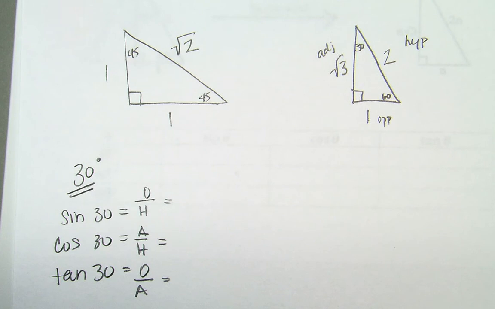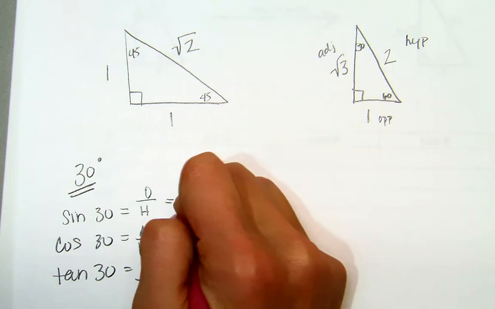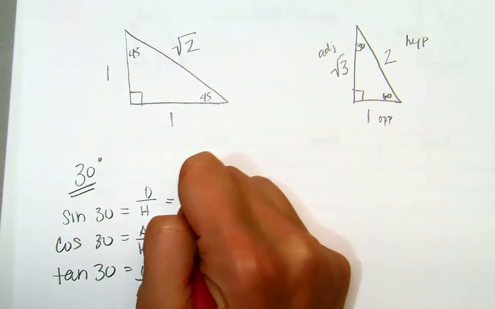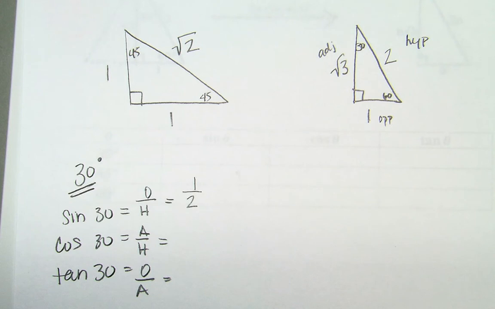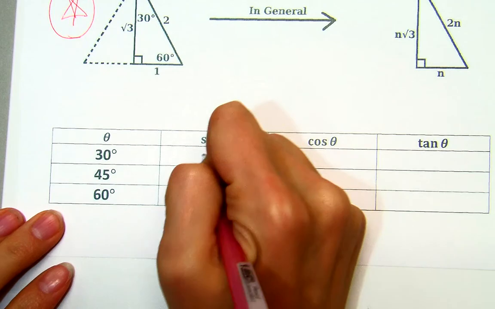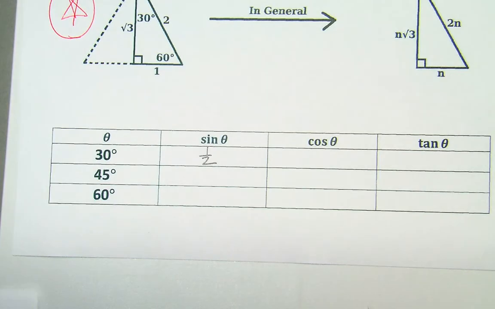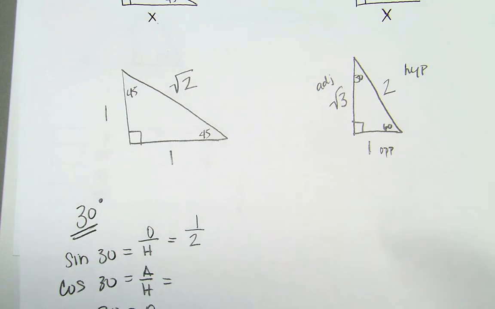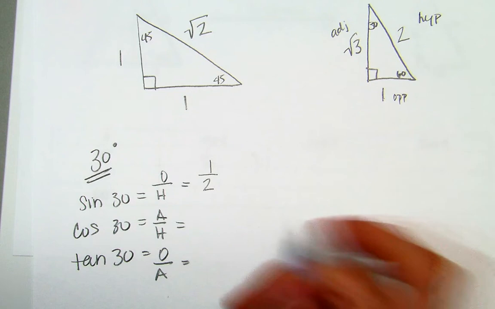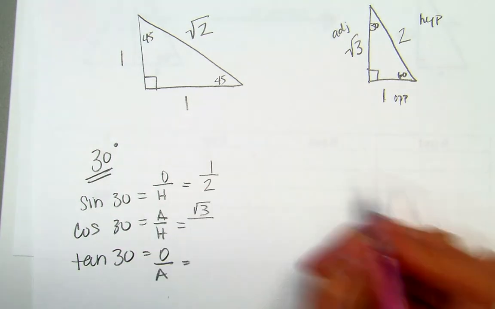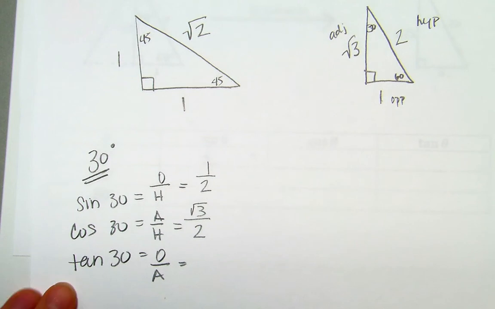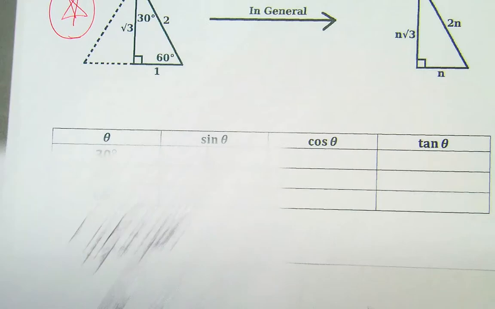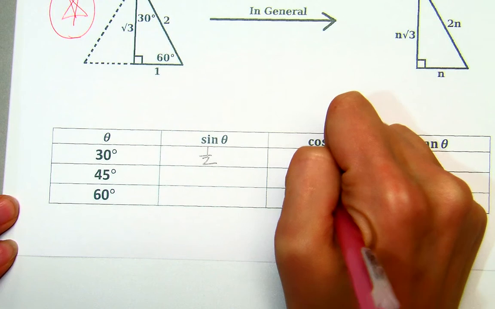So if we fill in that piece of information, opposite over hypotenuse, we have our opposite, which is 1, over hypotenuse, which is 2. So the sine of 30 is 1/2. We can fill that in on the second sheet. Sine of 30 is 1/2. Moving on to cosine. Cosine is adjacent over hypotenuse. My adjacent is square root of 3 over hypotenuse, which is 2. So your cosine of 30 will always be the square root of 3 over 2.